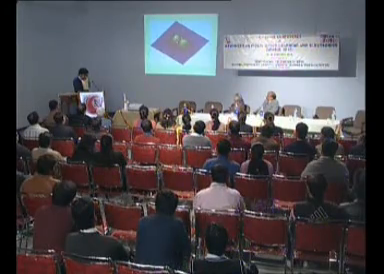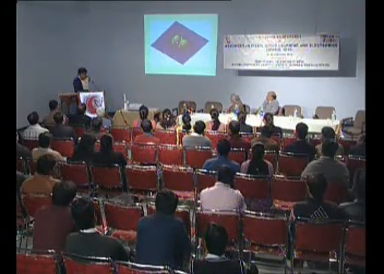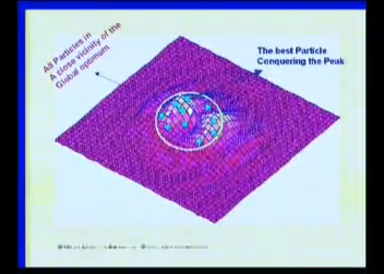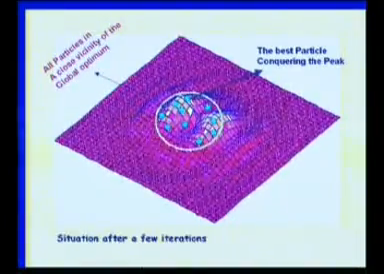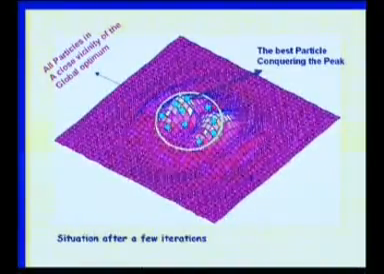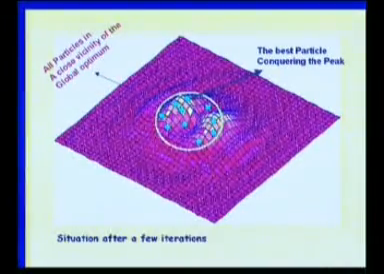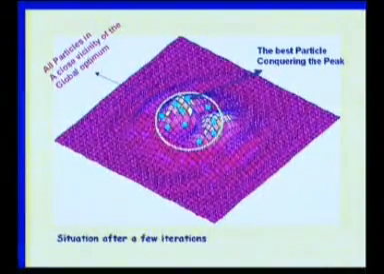We expect that when the algorithm converges, convergence means most of the particles are near the global optima, the best particle should reach the peak. This is the situation after a few iterations that is expected, and the velocity of the particles are being modulated in each iteration following the same principle that I told you about the bees.